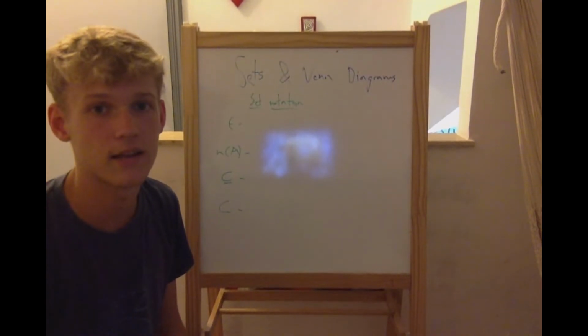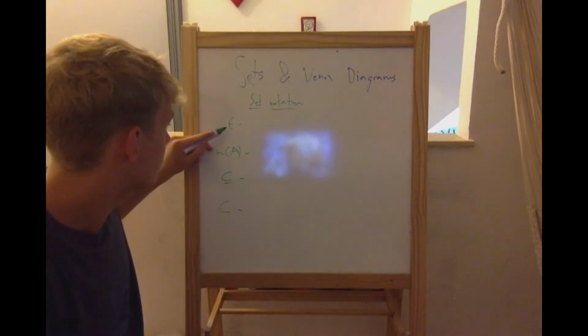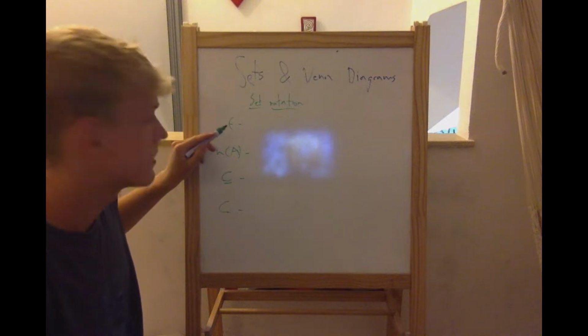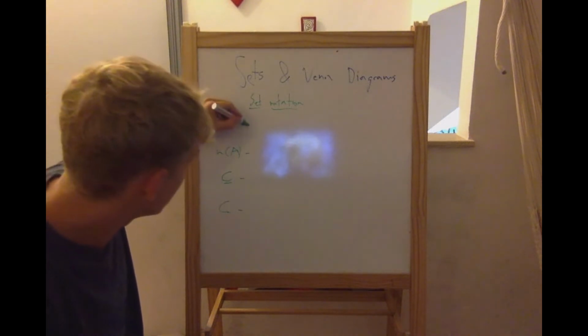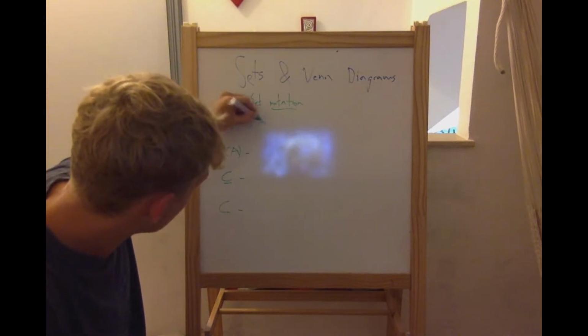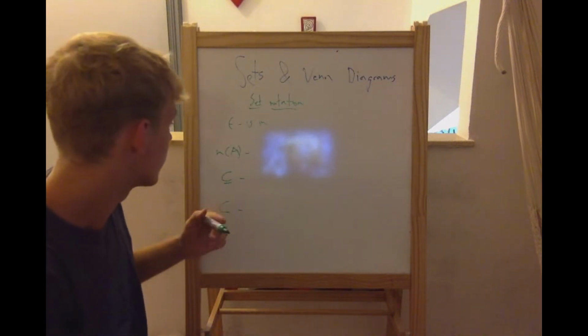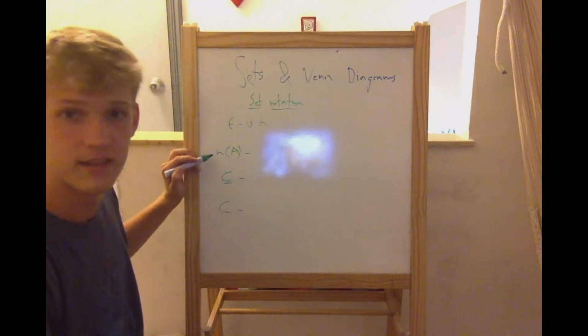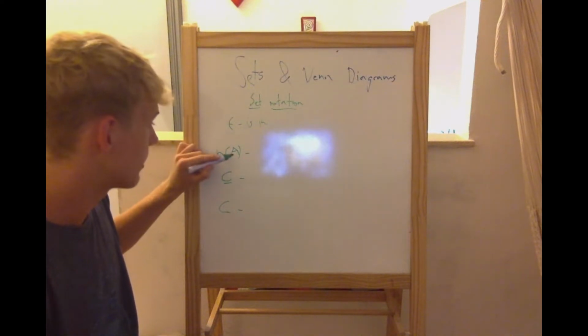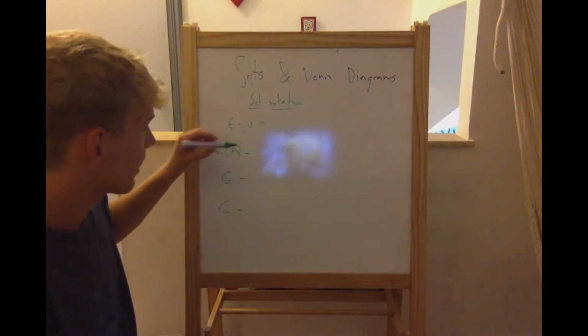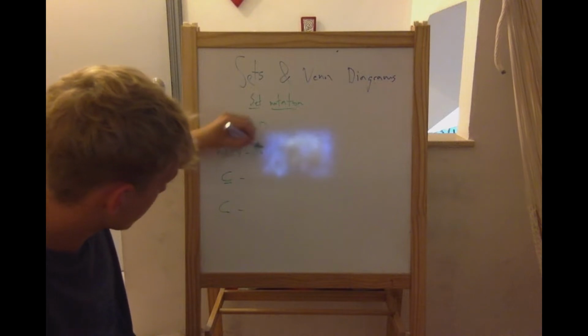So, a bit of set notation to start off. This E thing means "is in". Mind my terrible handwriting, I'm left-handed as well, so I might smudge. This N bracket A means, in the set of A, how many elements or how many numbers?